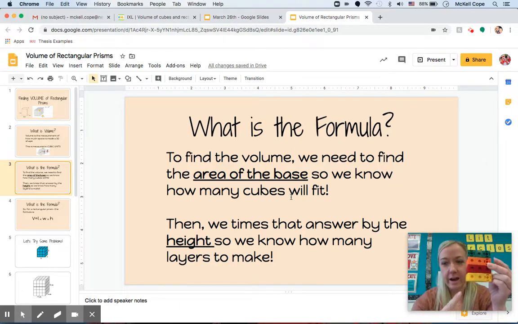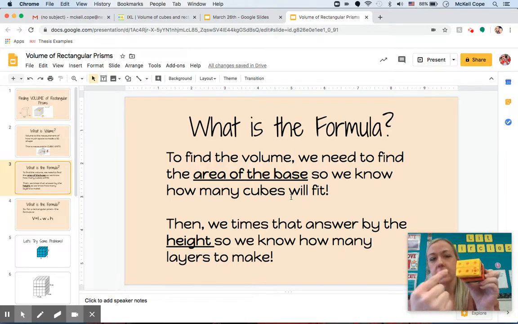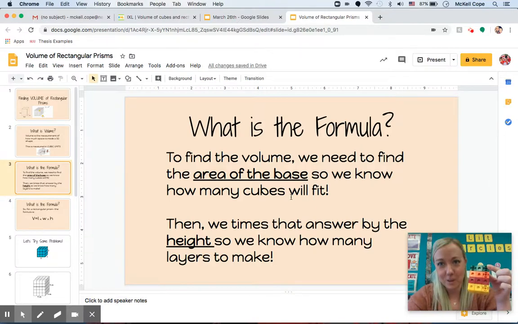So here I have 6 cubic units. I'll turn this around so you can kind of see it. Here we have a rectangular prism that is full of cubes. So here I have 6 cubic units, and then I have another layer of 6 cubic units, and another layer of 6 cubic units, and then another layer of 6 cubic units.